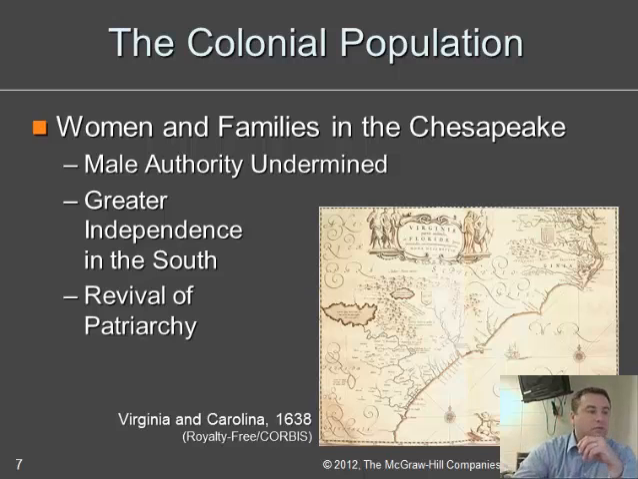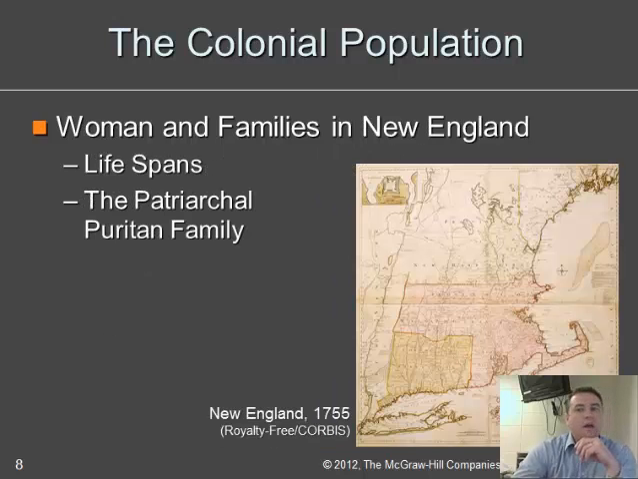In New England, family structures were a lot more stable, very traditional, the very patriarchal Puritan family. Women married young. Children were more likely to survive, with better medical care. Much of life was spent rearing and bearing children, and family relationships and women's status were dictated by the religion of the family.